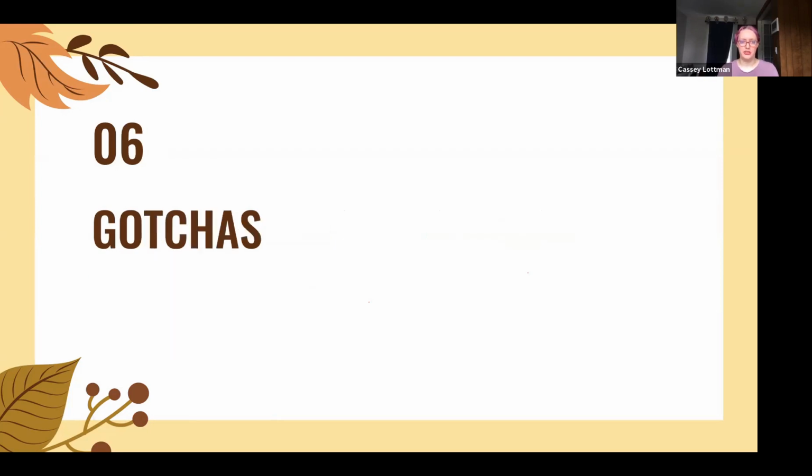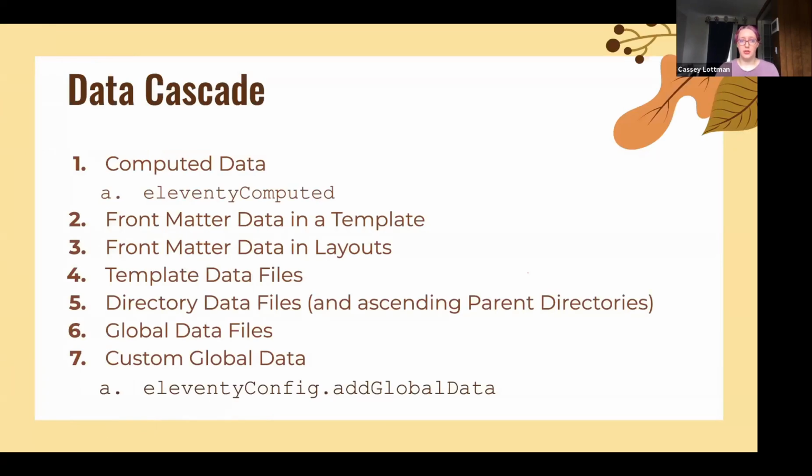And now we're going to talk about gotchas. And here, again, mostly we're going to talk about data cascade as a potential gotcha and something that can cause things to be set or front matter values to not be quite what you expect. So the data cascade means that data is merged together from a few different places, and by a few, 7 or more, before the template is rendered.